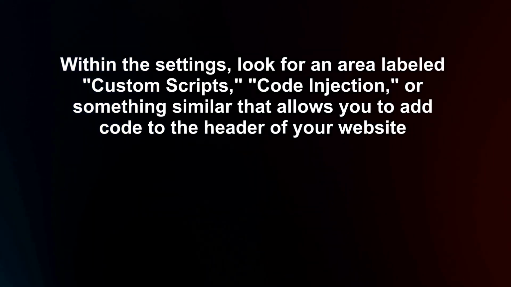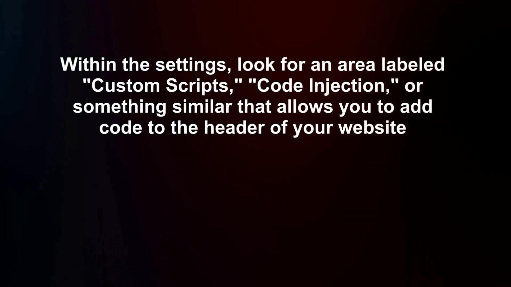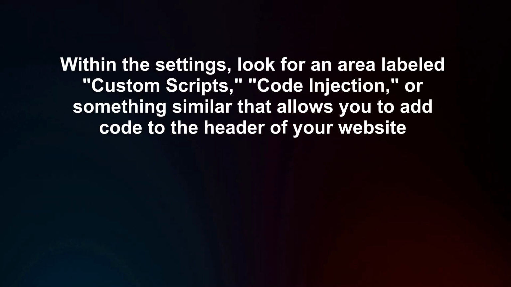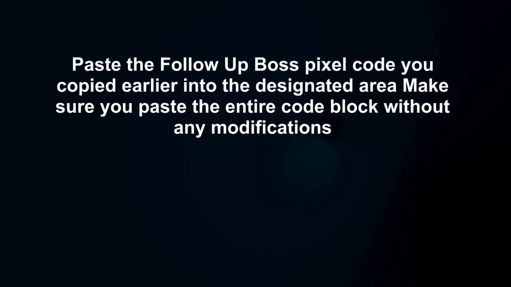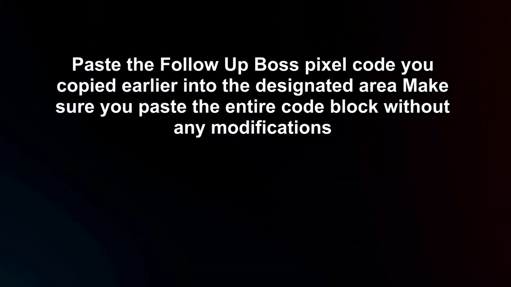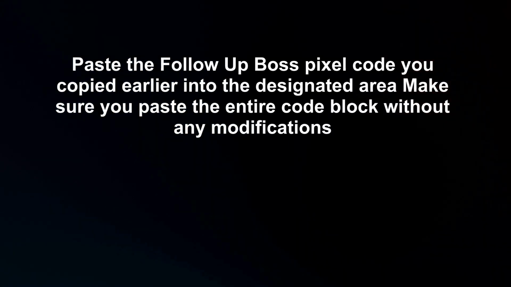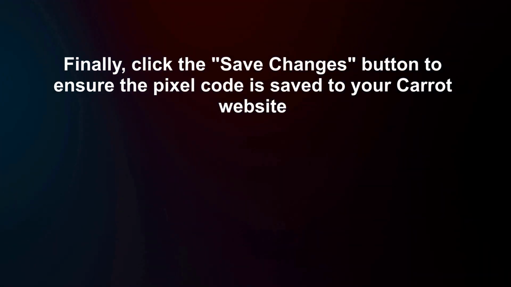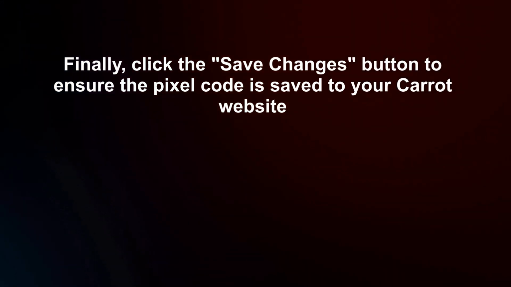Within the settings, look for an area labeled Custom Scripts, Code Injection, or something similar that allows you to add code to the header of your website. Paste the Follow Up Boss pixel code you copied earlier into the designated area. Make sure you paste the entire code block without any modifications. Finally, click the Save Changes button to ensure the pixel code is saved to your Carrot website.